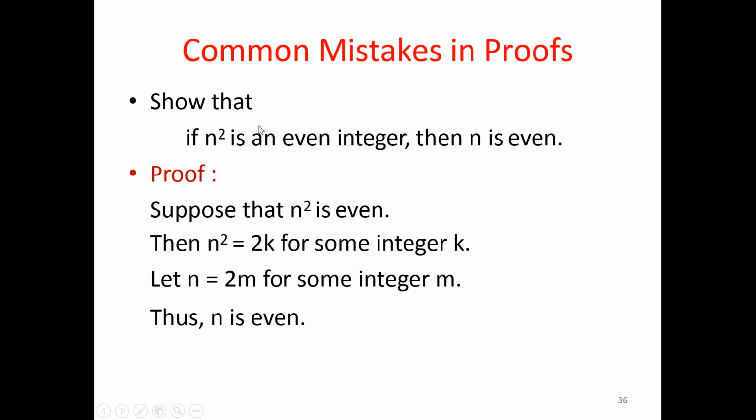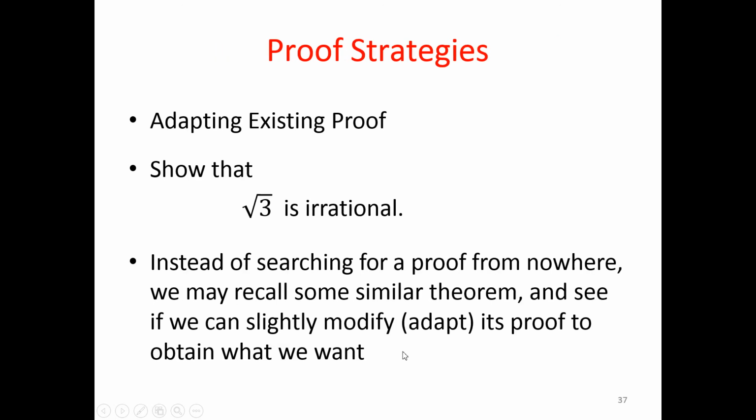Another example of a wrong proof: show that if n square is an even integer, then n is even. The proof here is: suppose that n square is even, then n square is equal to 2k for some integer k, and let n be equal to 2m. Now we have to prove that n is even, but we are assuming that n is equal to 2m. What we need to prove, we cannot assume. So this proof is also wrong.